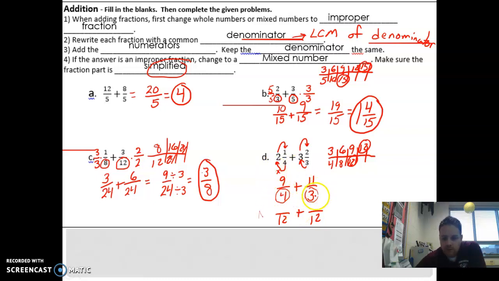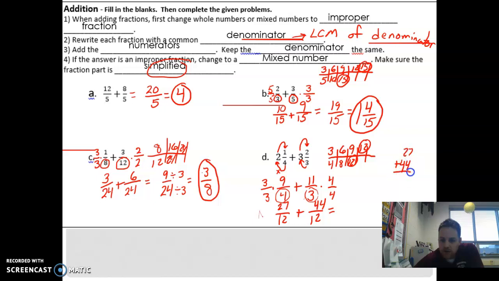Let's see. 3 times what is 12? 4. So I'm going to multiply this by 4/4. 3 times 4 is 12. 11 times 4 is 44. Over here, 4 times what is 12? 3. So I'm going to do 3/3. That's 27. Ooh, this one's getting a little interesting, isn't it? So we got 44 plus 27.